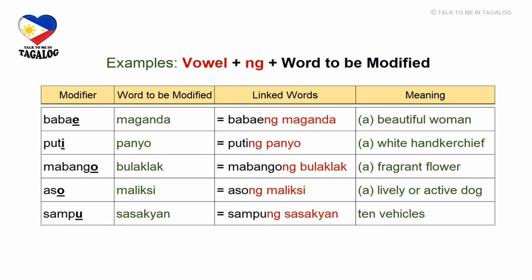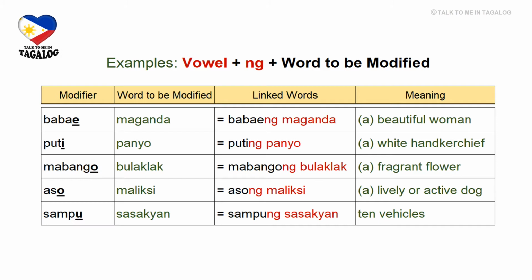Here are some more examples. How do we say a beautiful woman in Tagalog? Beautiful is maganda, woman is babae. Babae ends with an E, so we add ng. Babaeng maganda, a beautiful woman. These two words are interchangeable, so we can say magandang babae. Maganda ends with an A, so we add ng. Magandang babae, a beautiful woman.